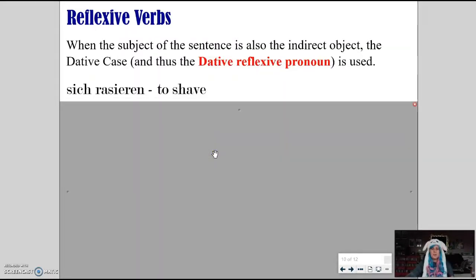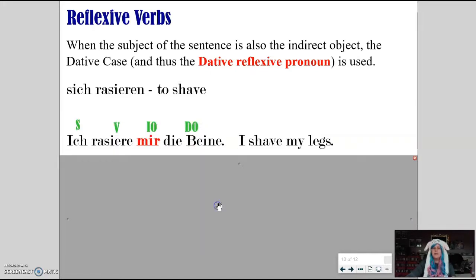Wanted to give you a third example here with that same verb that we saw with the direct object and accusative, sich rasieren, to shave. Ich rasiere mir die Beine. I shave my legs. So I shave, what do I shave? The legs are the direct object. Whose legs are they? They're my legs, so I use the dative reflexive pronoun mir. Ich rasiere mir die Beine.